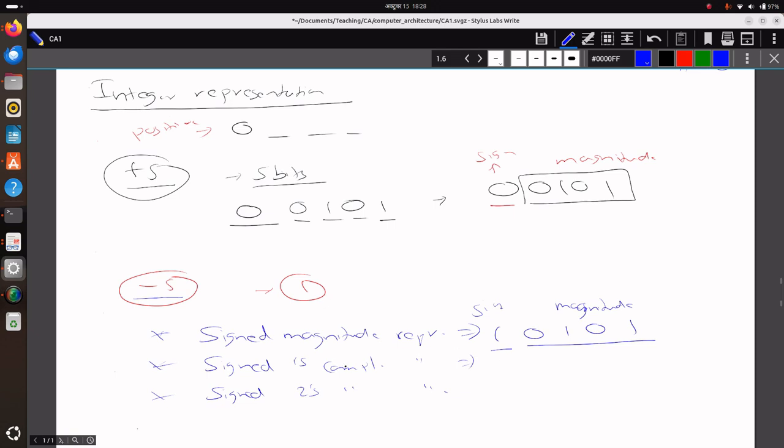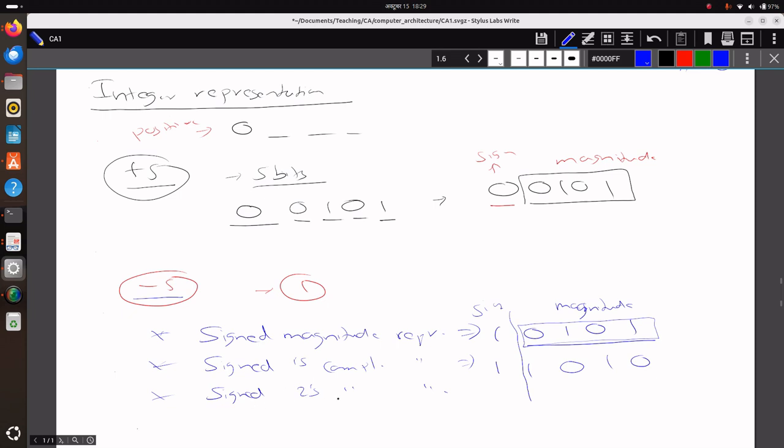When we want to write it in signed ones complement, what we do is we keep the sign intact, but the magnitude is complemented, which means this is going to be 1 0 1 0.